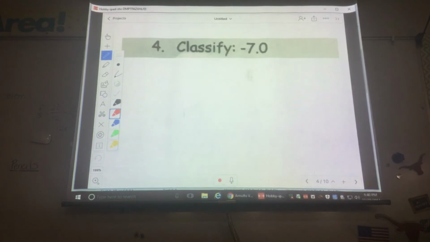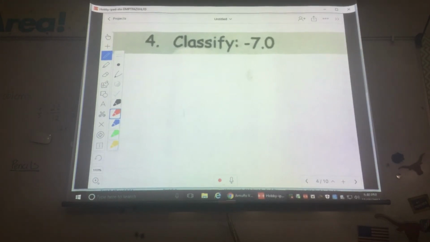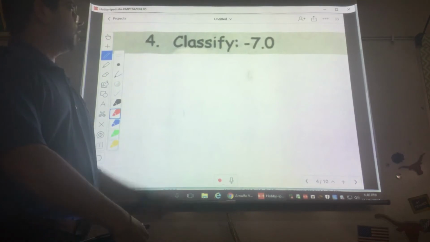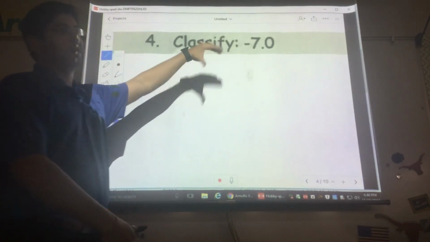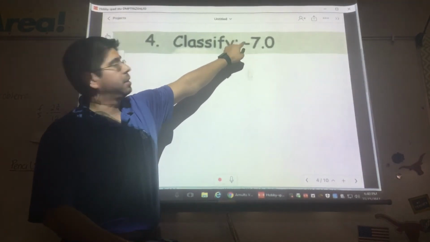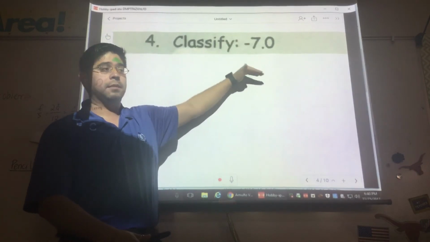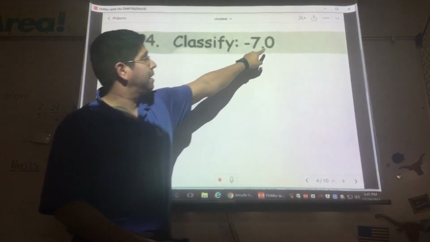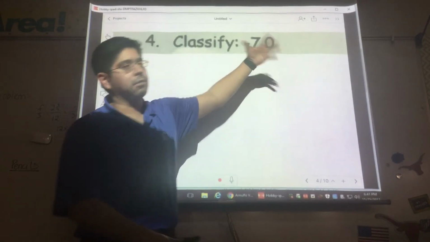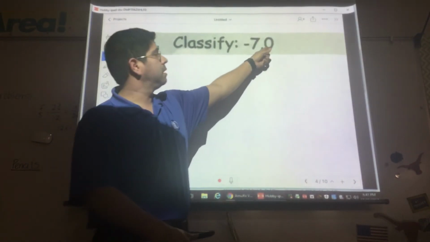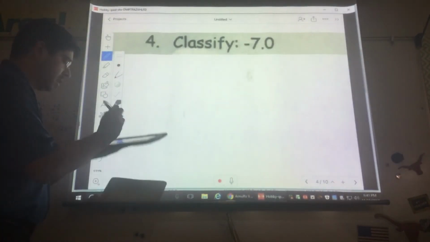All right, number 4. Classify negative 7.0. So we're classifying: is it a natural number? Is it a whole number? Integer, rational, irrational, and real number. So negative 7.0, first of all, is it a whole number? Whole numbers can't have a negative sign, okay? So it's not a whole number, it's not a natural number, because natural numbers can't have negative signs either. So we're down to integers. So integers, yes, do have a negative sign. They can't have decimals, but in this case, it works out okay because the decimal is 0.0. If it was like 0.2 or 0.1 or point anything else, then it couldn't be an integer. But since it's 0.0, then that means that this is an integer. So we got an integer.